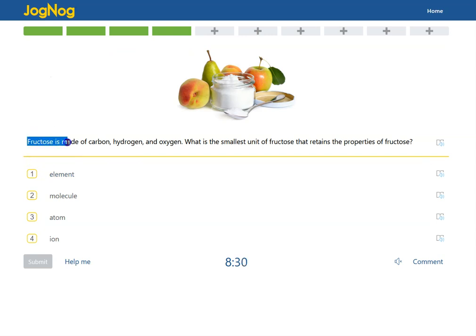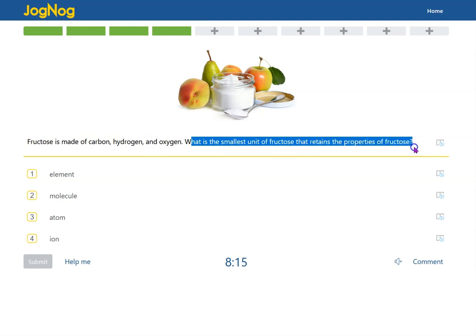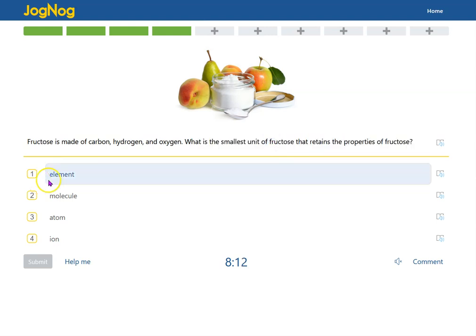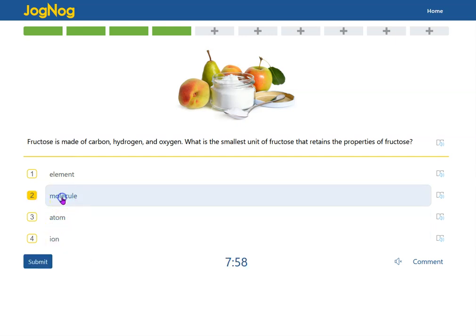So this question is about fructose, and we know that fructose has the elements carbon, hydrogen, and oxygen that make them up. And the question is, what is the smallest unit of fructose that retains the properties of fructose? Since it's made up of the elements carbon, hydrogen, oxygen, we need something bigger than an element. An element's the same as an atom. An ion is a charged particle. So molecule is actually the answer: the fructose molecule has the properties of fructose, but not an element, an atom, or an ion.